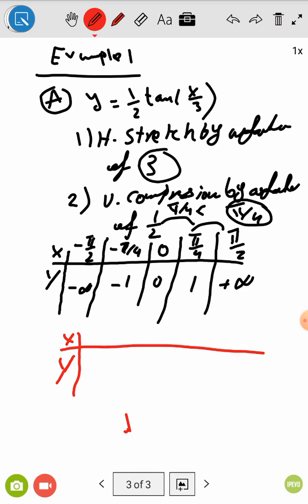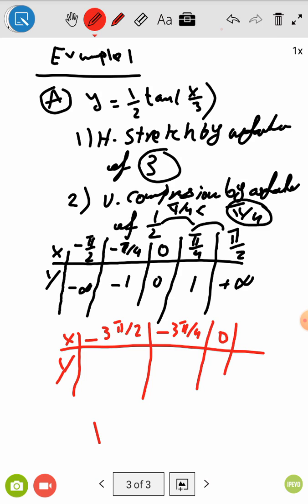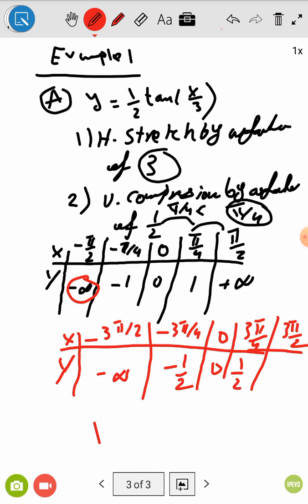What's happening? Minus 3 pi out of 4, minus 3 pi out of 2, minus 3 pi out of 4, and 0, 3 pi out of 4, 3 pi out of 2. So it's so easy to apply, you know it. And only the infinity is affected by a negative. Since we don't have any negative operations, we don't have any reflections, so you keep it the same. So it is minus infinity, it doesn't change. Now the minus 1 is going to be negative half, and 0, half, plus infinity.